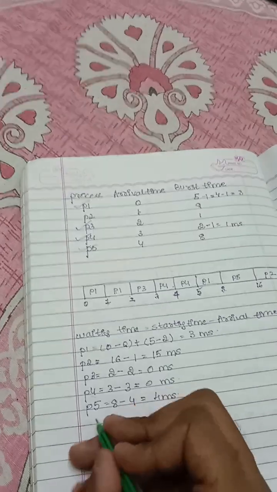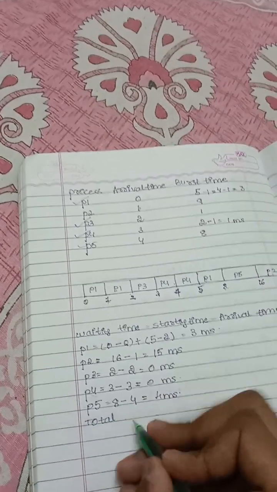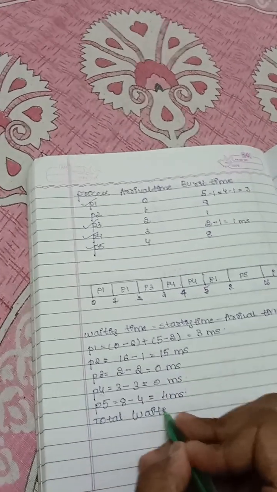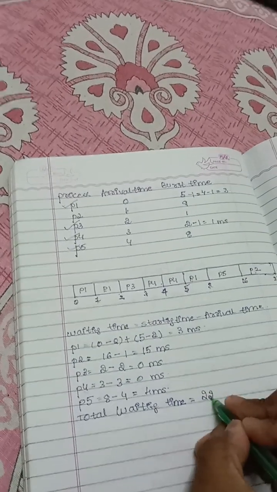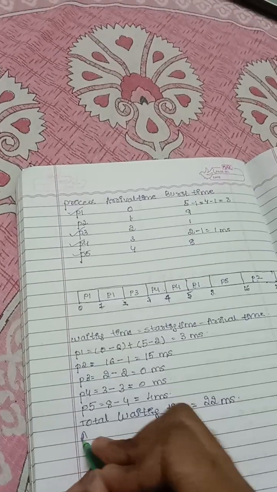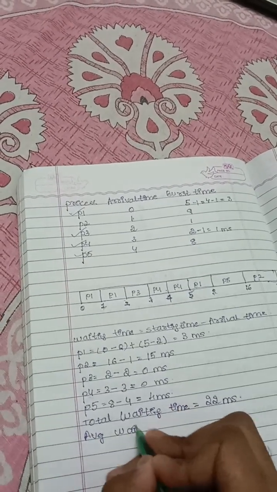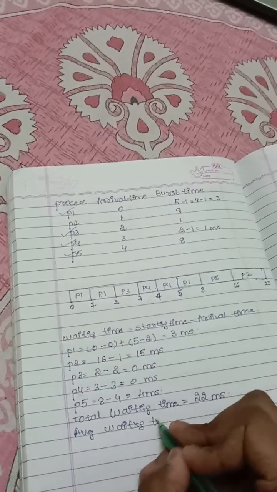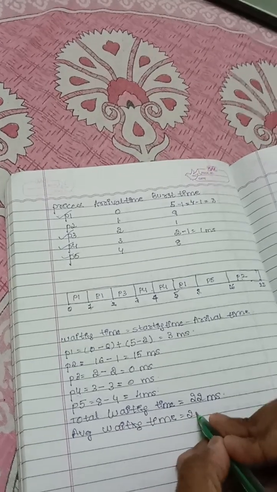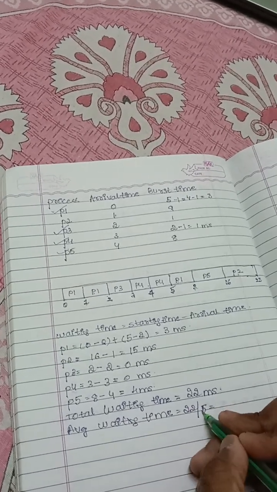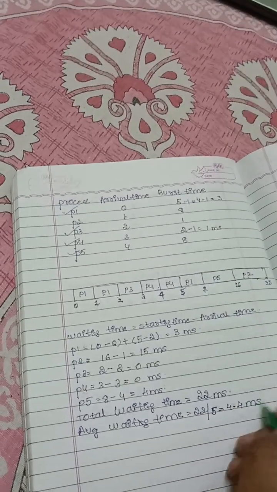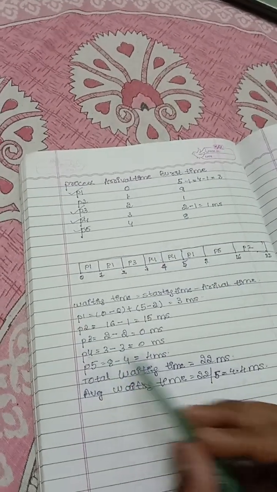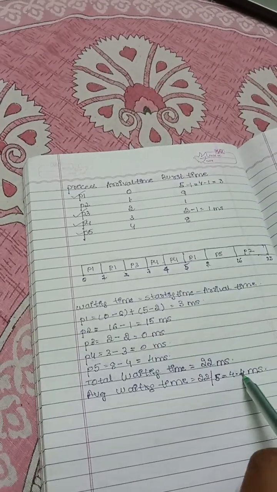Now let us calculate total waiting time. The total waiting time will be 22 millisecond. Average waiting time is 22 by 5. It will be 4.4 millisecond. Waiting time, average waiting time is calculated.